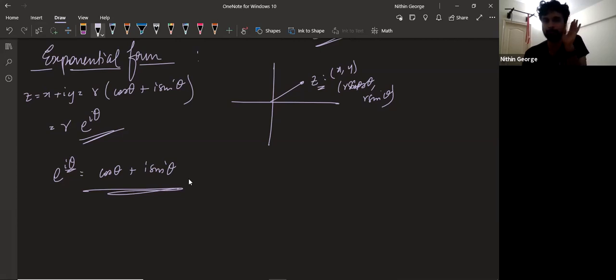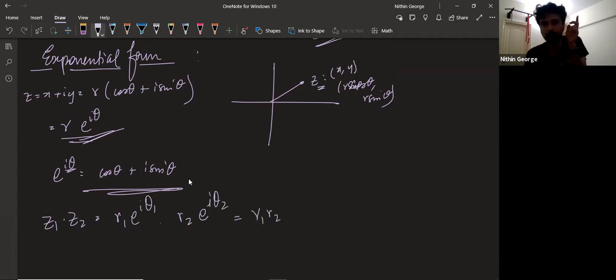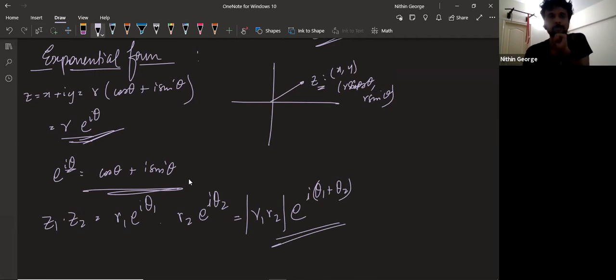Okay. Now exponential form, all I want you to remember is e power i theta is cos theta plus i sin theta. So if I multiply two complex numbers, z1 into z2, basically it becomes r1 e power i theta 1, which is the first one, and z2 is r2 e power i theta 2, which is the second one. When I multiply both, what happens? r1 r2 becomes the magnitude, and this is e power i theta 1 plus theta 2, right?